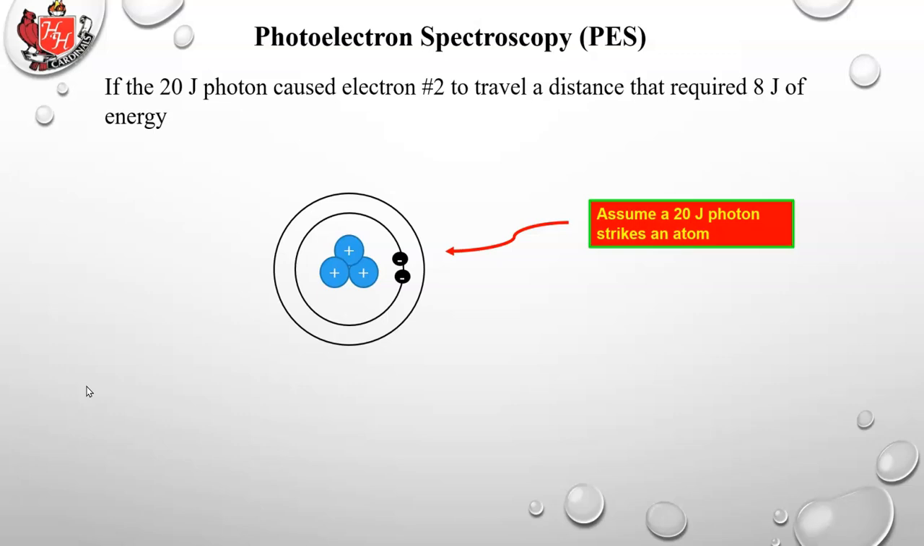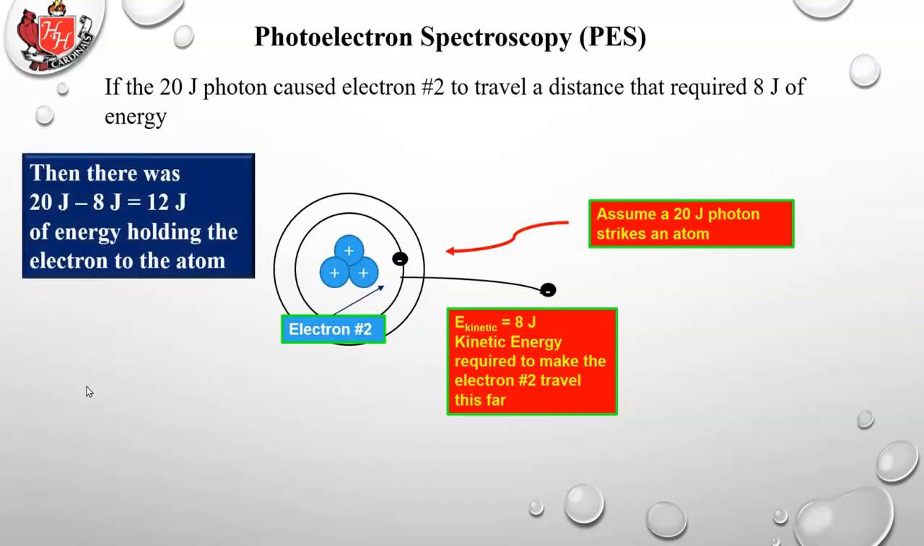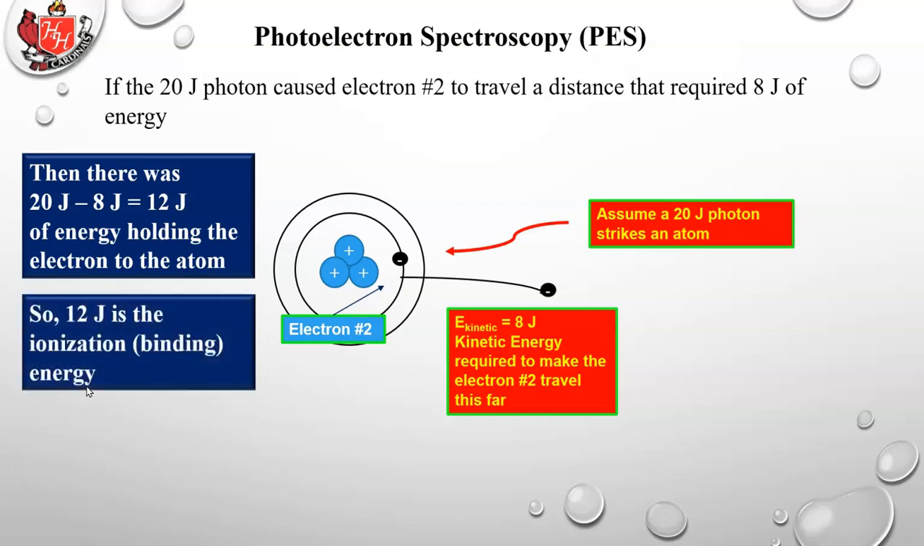Okay, so here we have again our 20 joule photon that caused electron number 2 to travel a distance that required 8 joules of energy. So there it goes. There it is, 8 joules of energy coming out, and there goes the electron. So there was 20 minus 8 equals 12 joules of energy holding the electron to the atom. We know that that second electron would take more energy to remove from the atom than the first electron did. In this case, it's 12 joules of energy. So 12 joules is the ionization binding energy.